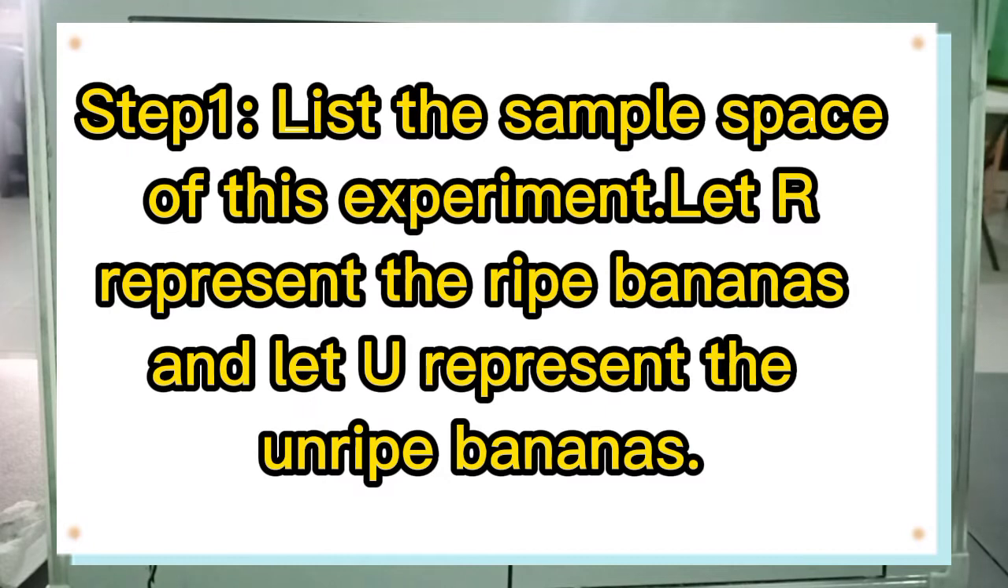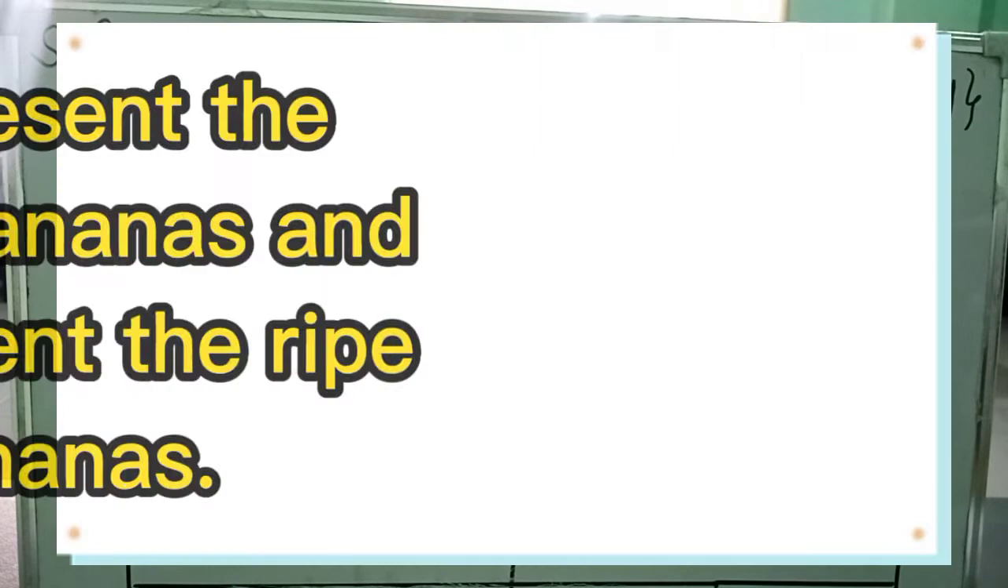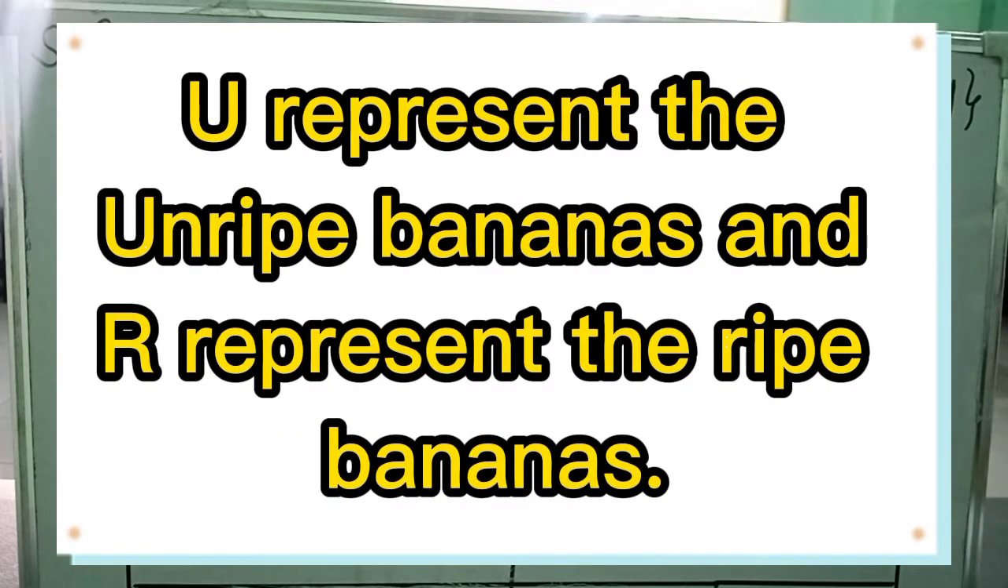So, let us have the first step. We need to list the sample space of the experiment. We let R represent the ripe bananas, and U represent the unripe bananas. So, the sample space is RUU, RRR, RRU, RUR, URR, UUR, URU, and UUU, wherein U represents the unripe bananas and R represents the ripe bananas.